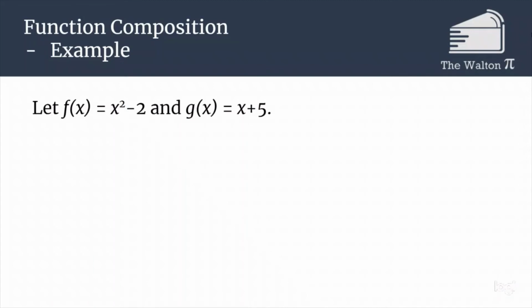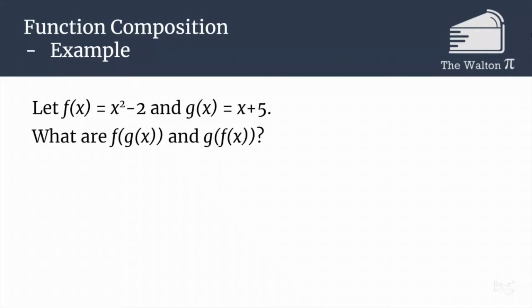So for example, let's say that f of x is x squared minus 2 and g of x is x plus 5. Let's go through and figure out what f of g of x is and what g of f of x is. Well, to start off, f of g of x, we are going to take whatever g of x is and replace the input of f of x with that. So we are really looking at f of x plus 5.